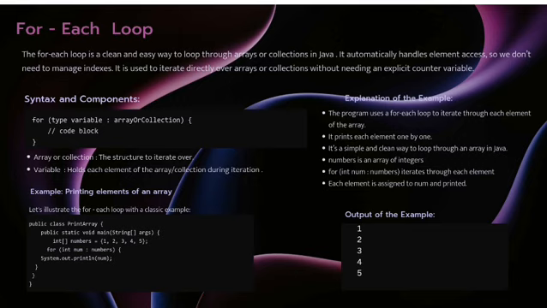numbers is an array of integers. for int num : numbers iterates through each element. Each element is assigned to num and printed.